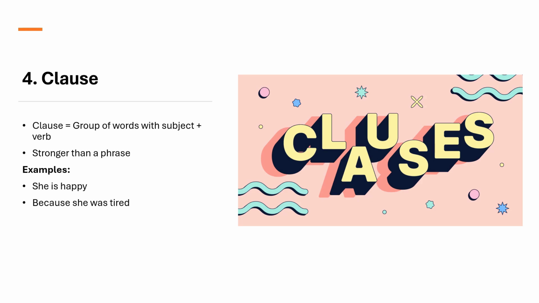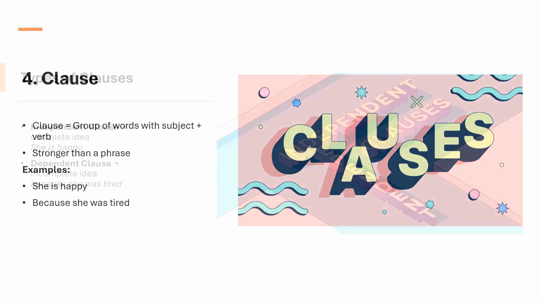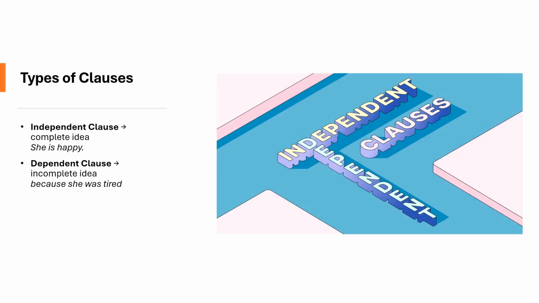For example, she is happy. This is complete. But because she was tired is not complete on its own, so clauses can be complete or incomplete. Now, there are two types of clauses. Independent clause, also known as main clause, it stands alone as a complete sentence because it expresses a complete thought and contains both a subject and a predicate. For example, she went to the store.